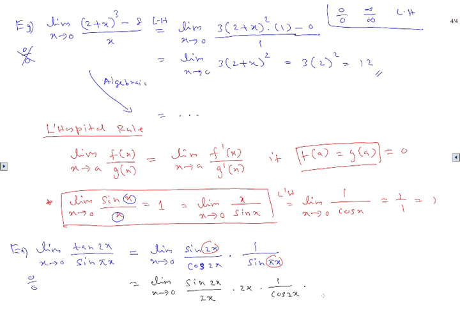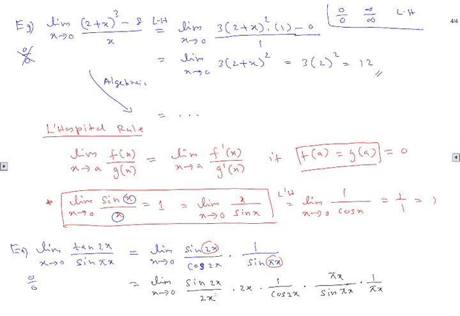Do a similar trick here. What do I do? So I have sine pi x here. So what I do? I write pi x, multiply by pi x, divide by pi x. Perfect. So you have to do this rearrangement. And once you do this rearrangement, now you can see the first one, sine 2x divided by 2x.